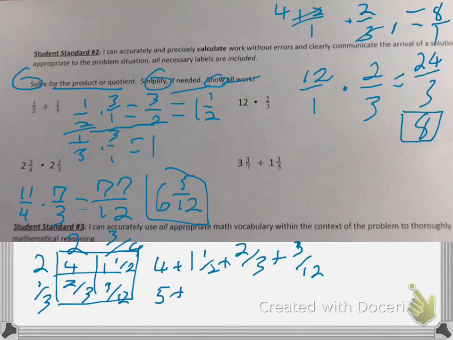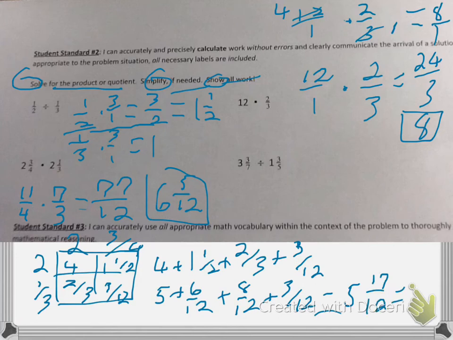I need common denominators. So 1/2 would be the same as 6 twelfths. 2/3 in twelfths, if I multiply both the numerator and denominator by 4 over 4, would be 8 twelfths. And then plus 3 twelfths. So now if I add all the fraction pieces, I would have 6 plus 8 is 14, plus 3 is 17 twelfths. So I have another whole there, so that would be 6 and 5 twelfths. Okay. Alright, and then lastly, the division problem here.